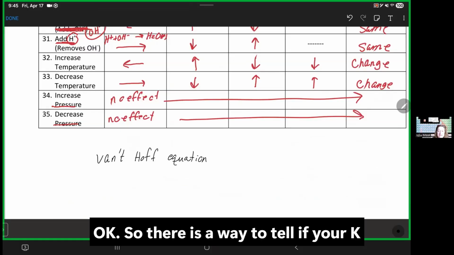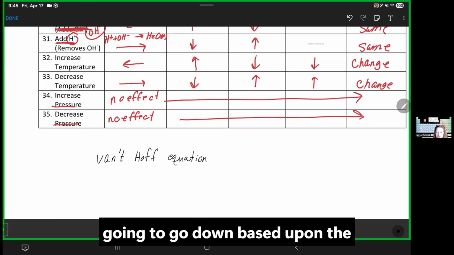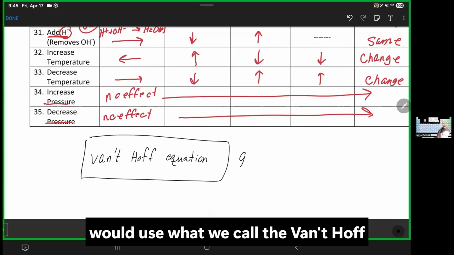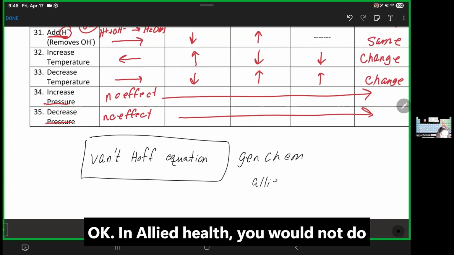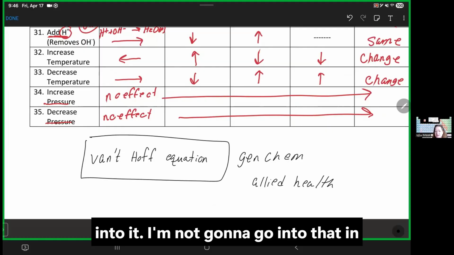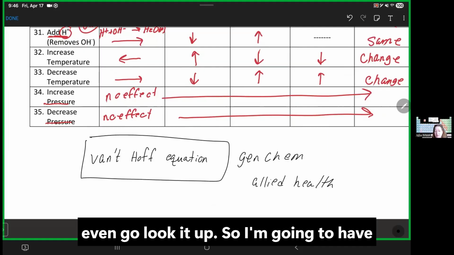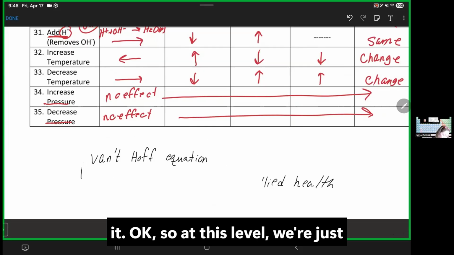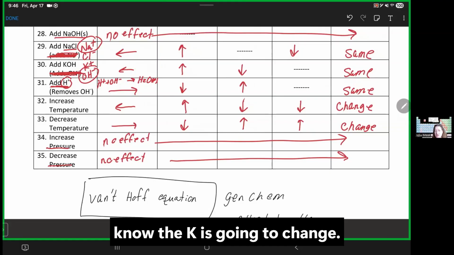Okay, so there is a way to tell if your K is going to go up or your K is going to go down based upon the temperature changes. And for that, you would use what we call the Van 't Hoff equation. In Gen Chem, you would do that. Okay, in Allied Health, you would not do that. You're not going to go that far into it. I'm not going to go into that in this video because, as you saw, I had to even go look it up. So I'm going to have to familiarize myself with that equation before I could really talk about it. Okay, so at this level, we're just saying if the temperature changes, we know the K is going to change.